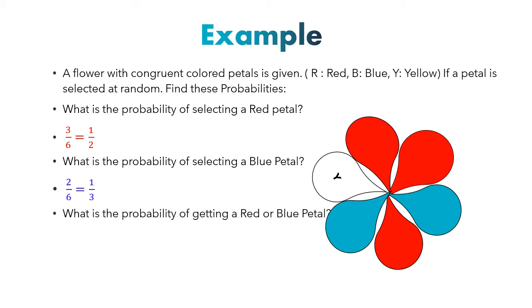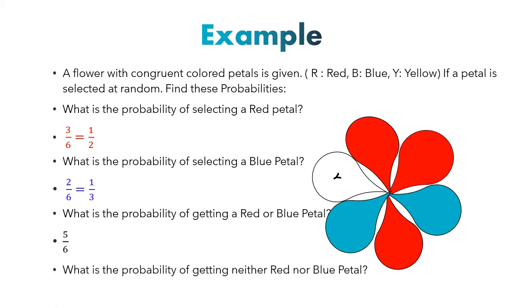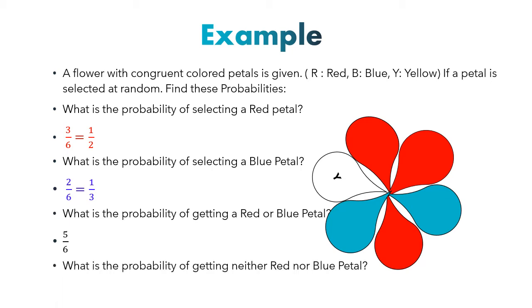What's the probability of getting a red or blue petal? Since here the events have nothing in common, we can add the two probabilities, 3 over 6 plus 2 over 6, and that's 5 over 6. What's the probability of getting neither a red nor a blue petal? That's the same as the probability of getting a yellow petal. That's 1 over 6. So this is something we're going to tackle in a different video, the probability of OR. So this is the same as 3 over 6 plus 2 over 6.